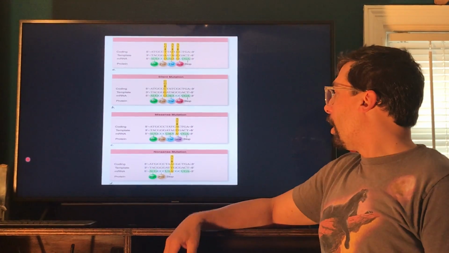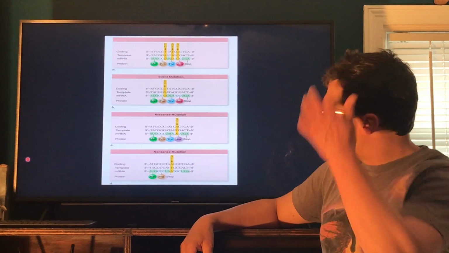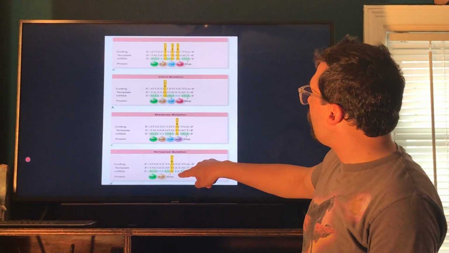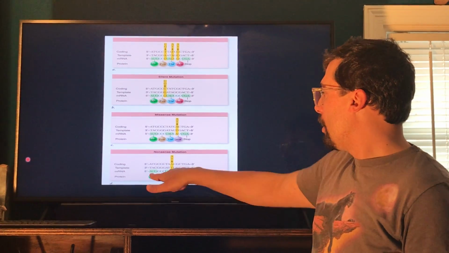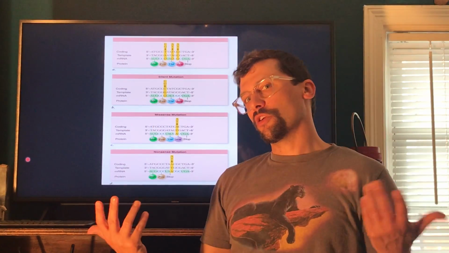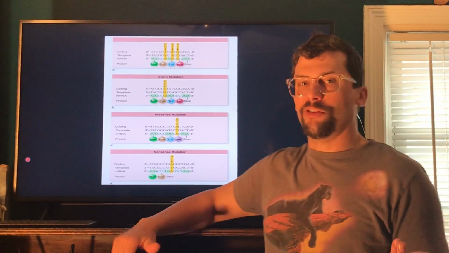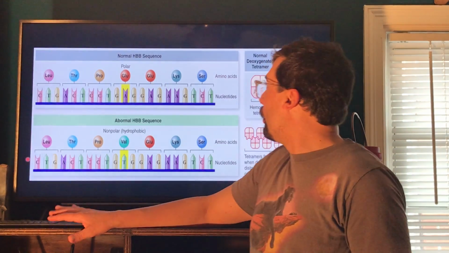Probably not. So is this one going to be functional? Probably not. And then you get down here to our nonsense mutation, and what they did was they changed the T to an A, and that calls for a stop codon, and as you can see, now we get the shorter or truncated protein, which is probably not going to do its job at all, or at least very well.